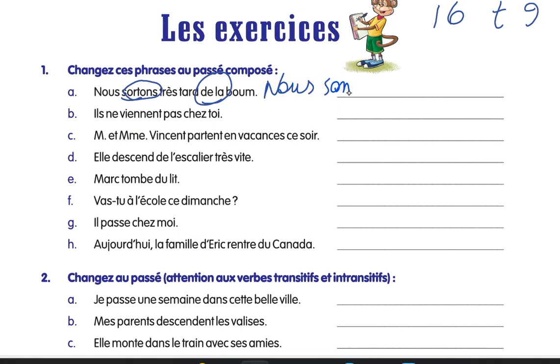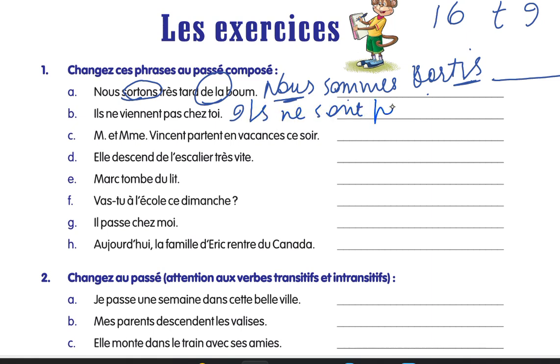Nous sommes sortis, masculine plural. We can make it feminine plural as well because we don't know if nous is male or female. Nous sommes sortis très tard de la boum. Next is ils ne sont pas venus. So it is conjugated with être. So venir is venu, but we will put s because my subject is plural.